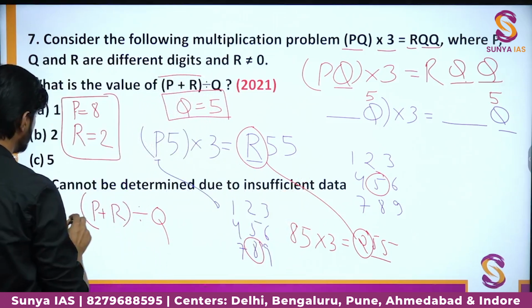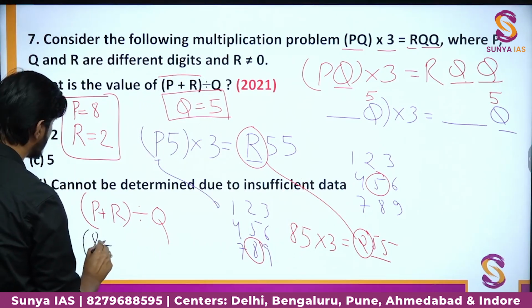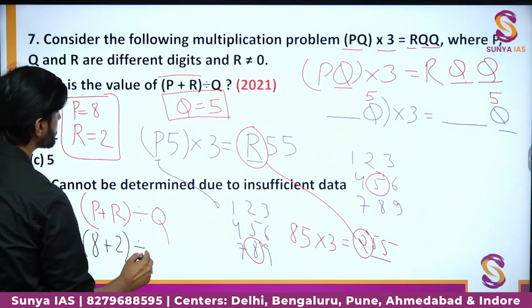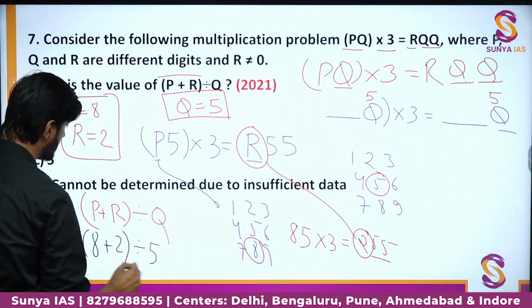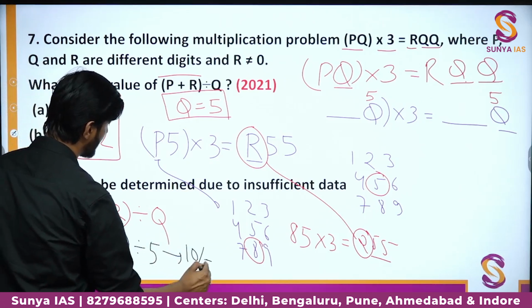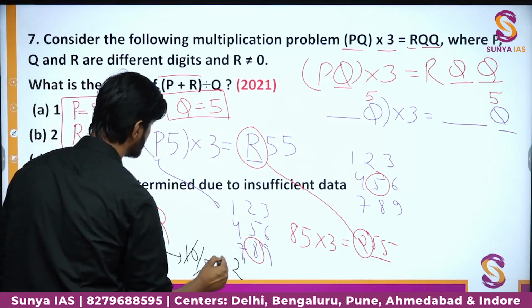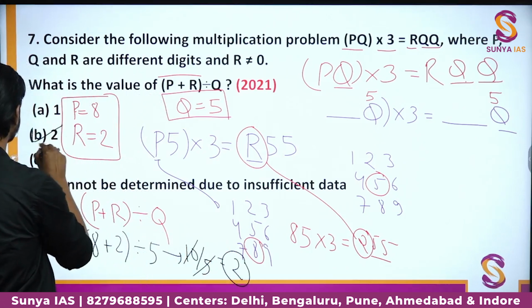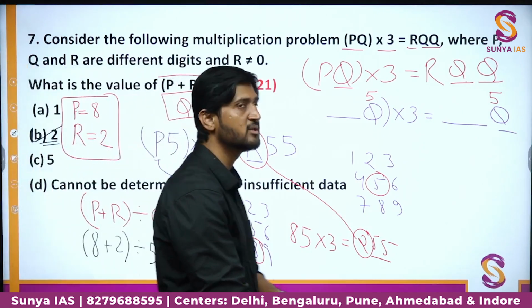Finally, we get the sum. P is 8, R is 2 divided by Q is equal to 5. This sum becomes 10 divided by 5. Finally, the value is coming out to be equal to 2. So, the final answer is going to be option number B, that is 2.